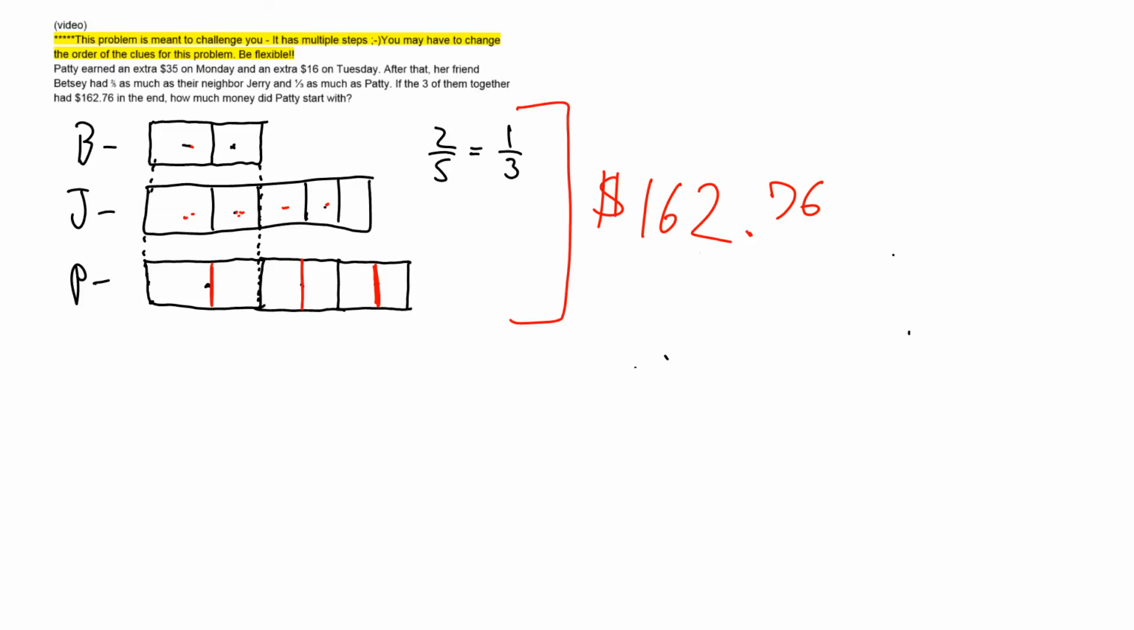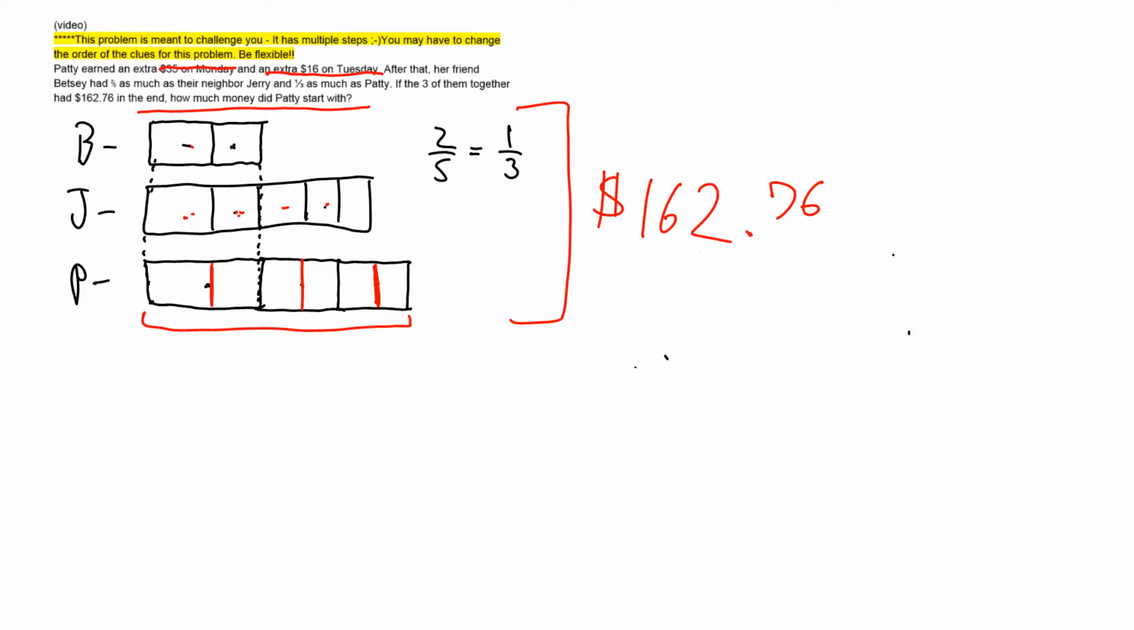So now let's take a look at the information that we skipped over at the beginning. Patty earned an extra $35 on Monday and an extra $16 on Tuesday. We're trying to figure out how much money Patty started with. Okay, so this is all Patty's moolah right there. We know that she earned 35 and she earned 16, but we're unsure how many units are going to equal that 35 and that 16.